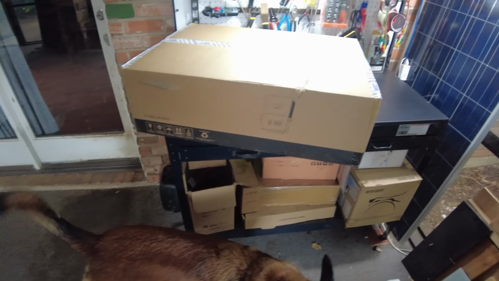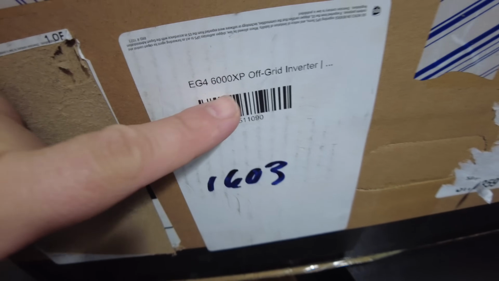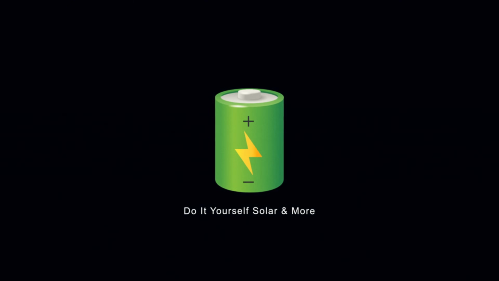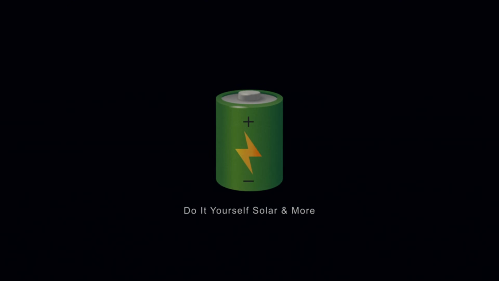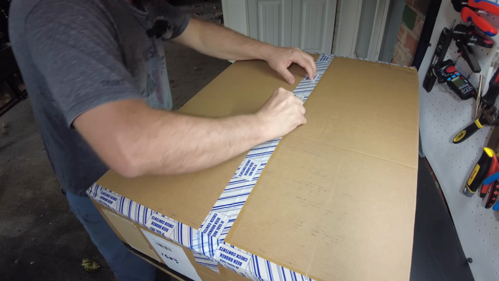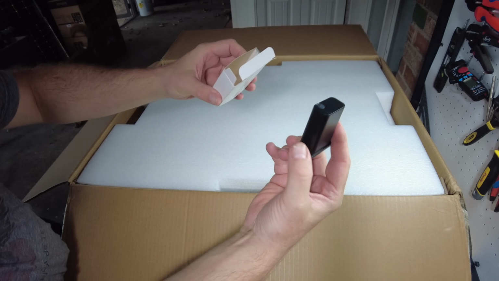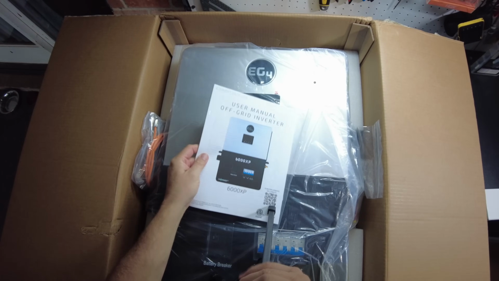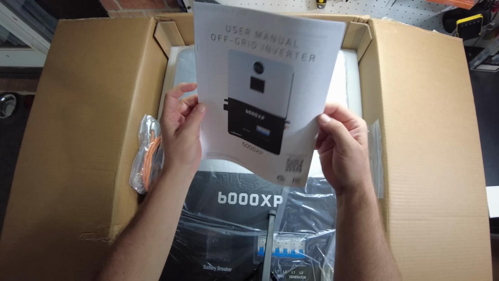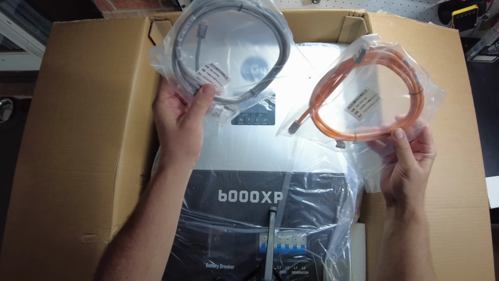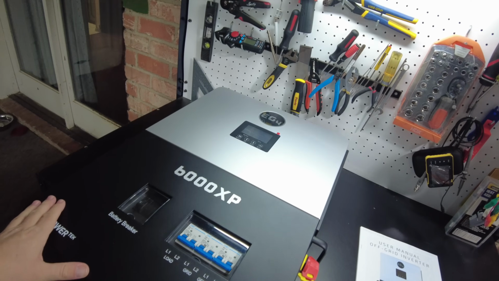All right, today we've got the all-new EG4 6000XP off-grid inverter. Let's open it up. Oh, I think this is the little Wi-Fi dongle. All right, so we got our user's manual. We've got our data cables. Looks like we got two different kinds of data cables. All right, guys, and there's the unit.